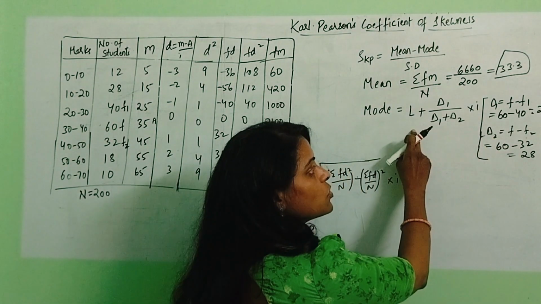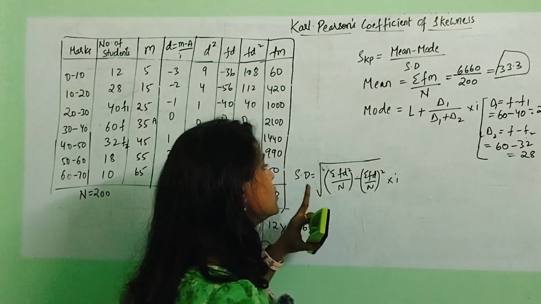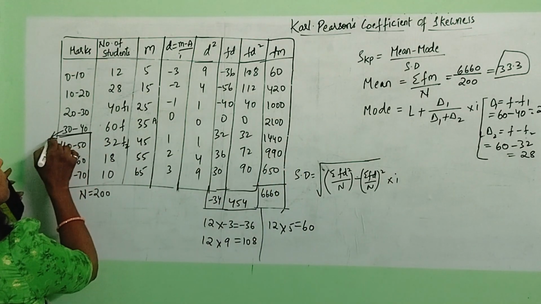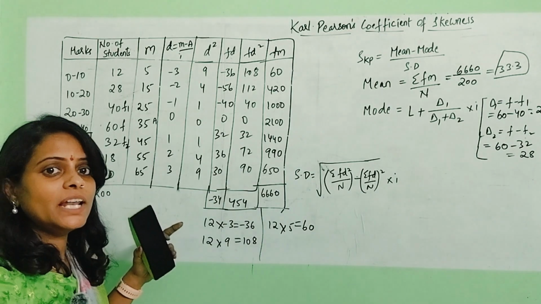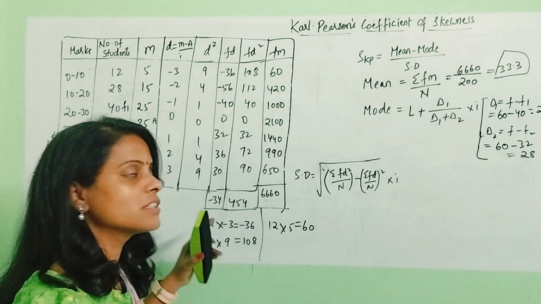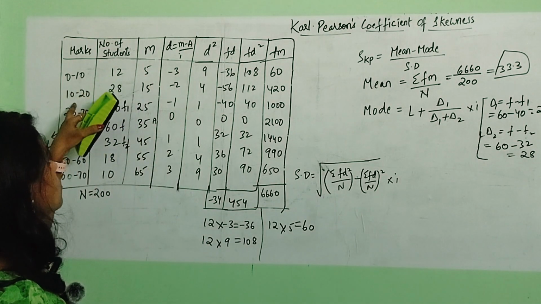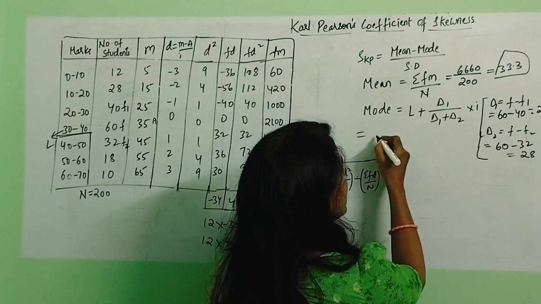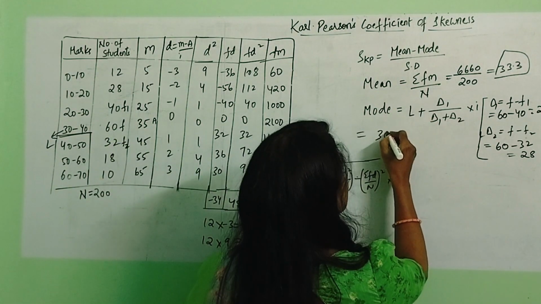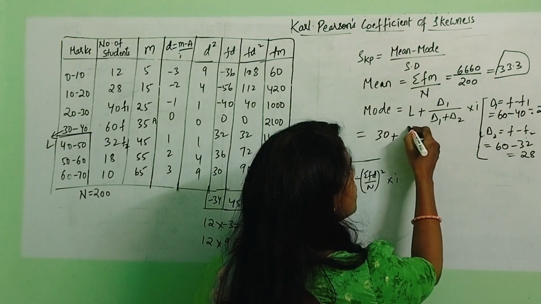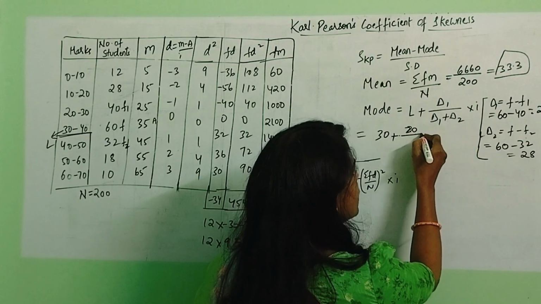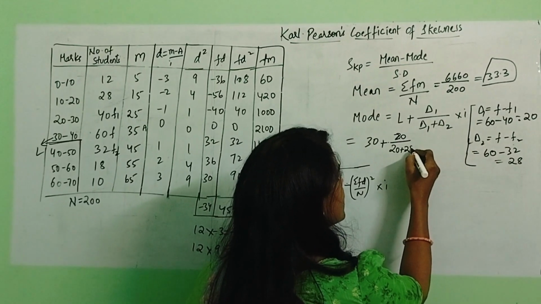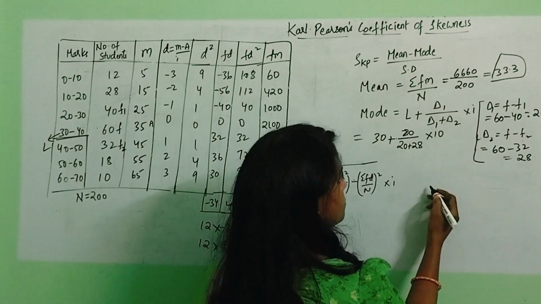Now what we have to do? Substitute that in this formula. As we got your modal class here, what is the modal class? 30 to 40. So what will be the lower class interval? 30. Lower class interval is 30. What is the i value? I value is 10. We already know that. So substitute that in the formula. L is 30. 30 plus, what is delta 1? 20 by, what is delta 1 plus delta 2? That is 20 plus 28 into 10.